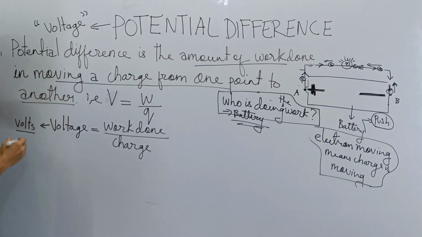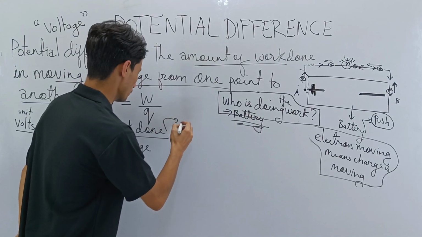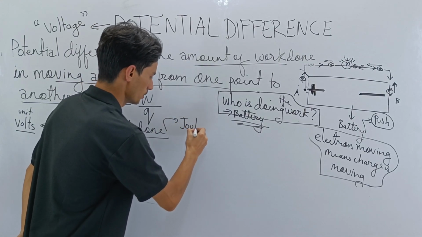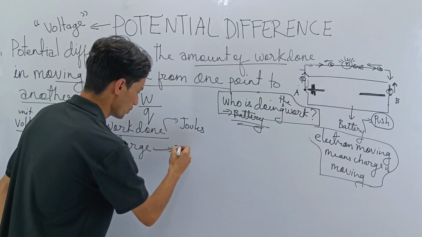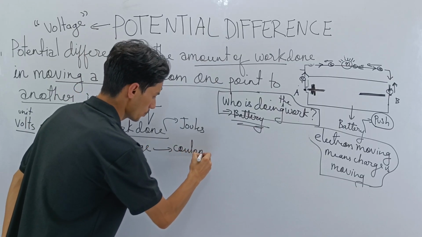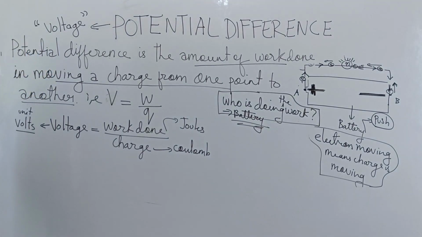This is the unit of voltage. Then the unit of work done is joules. Then the unit of charge is, what is the unit of charge? Coulomb. Okay, so now, moving to the next point.